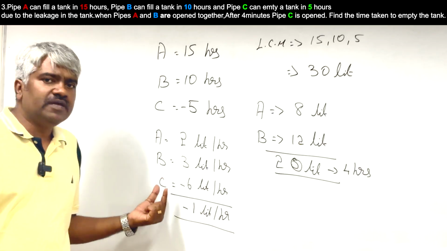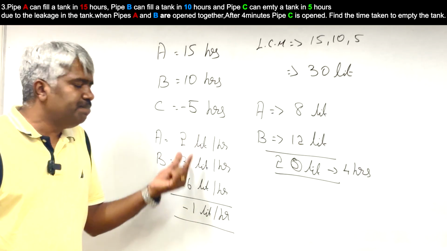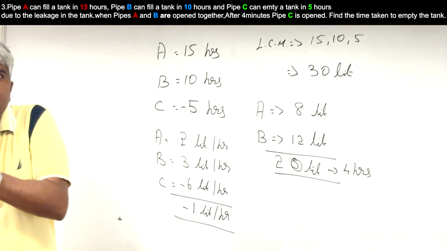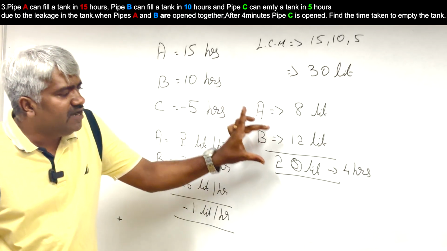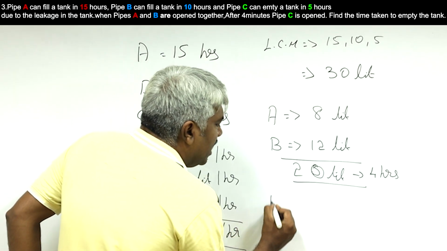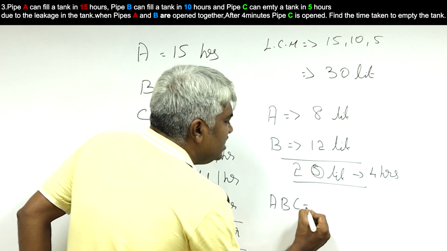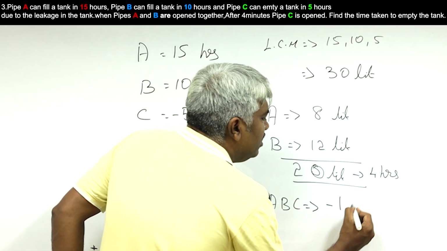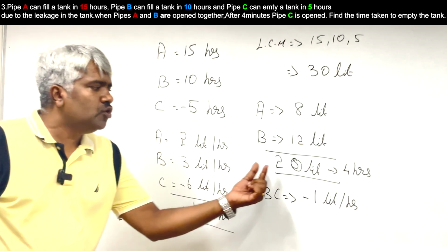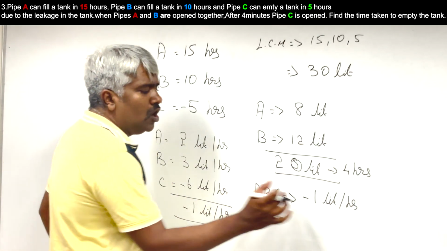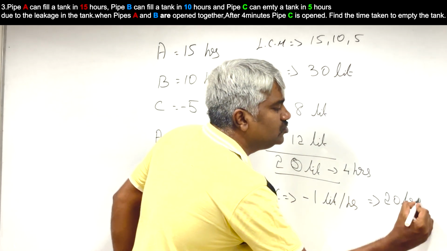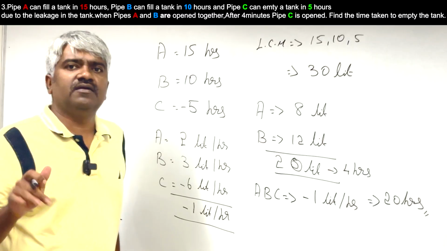Now we are going to open pipe C. That is, pipes A, B, C will all be open together. By the time pipe C is open, the tank will be filled with 20 liters of water. Now pipes A, B and C together will remove 1 liter in 1 hour. So in order to remove this 20 liters, all the pipes together require 20 hours to empty the complete tank.